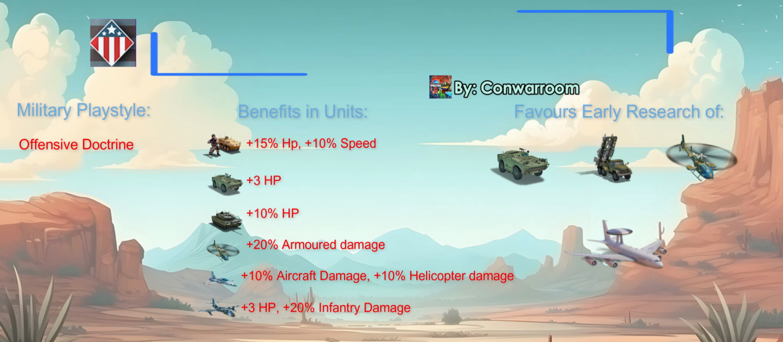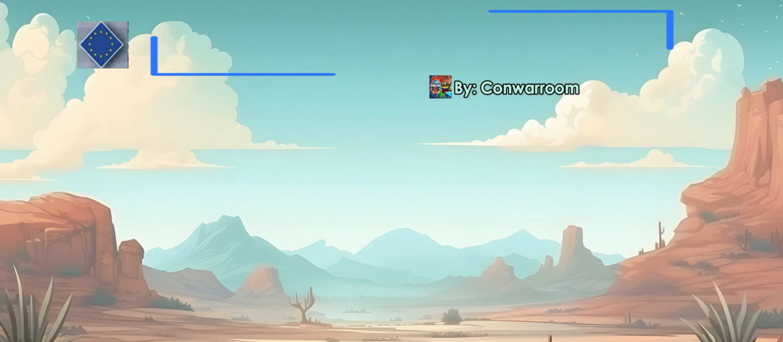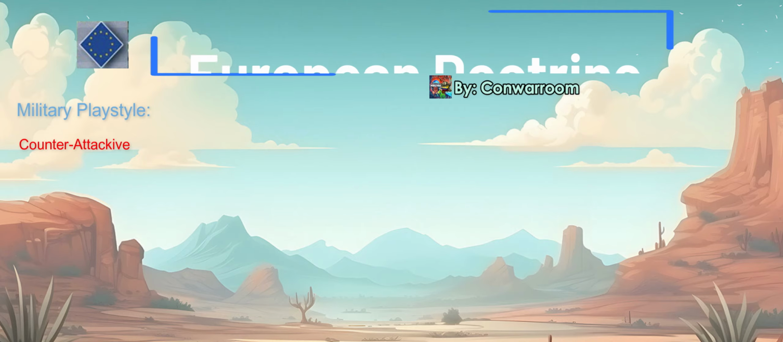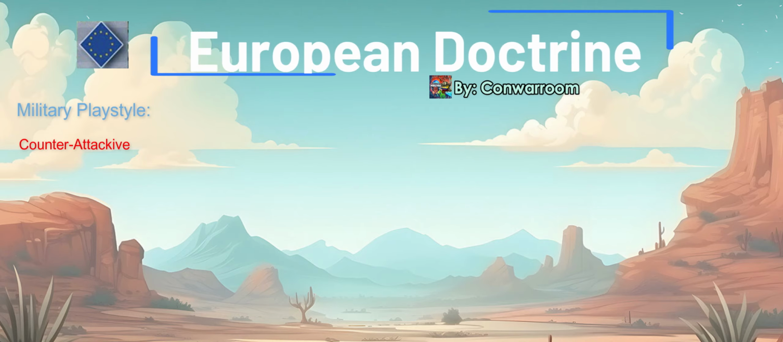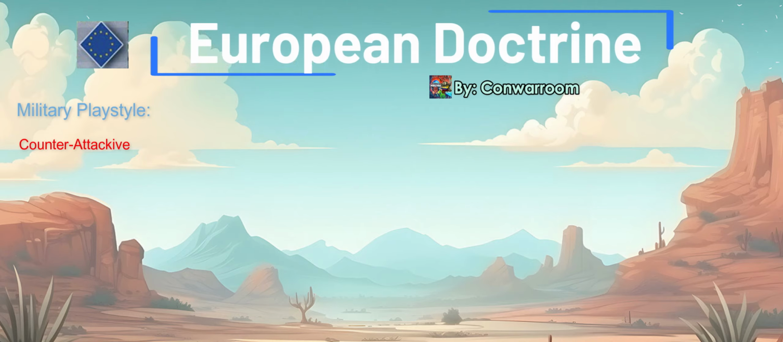Now let's see the European Doctrine. The European Doctrine focuses on speed and smaller armored units, mostly aimed to counterattack. This is because European Doctrine nations are very close together, meaning you go to war quite fast, which is why it focuses on speed. The benefits for units of the European Doctrine are the following. An extra 25% of damage against infantry, and an extra 10% of speed for its mechanized infantry.